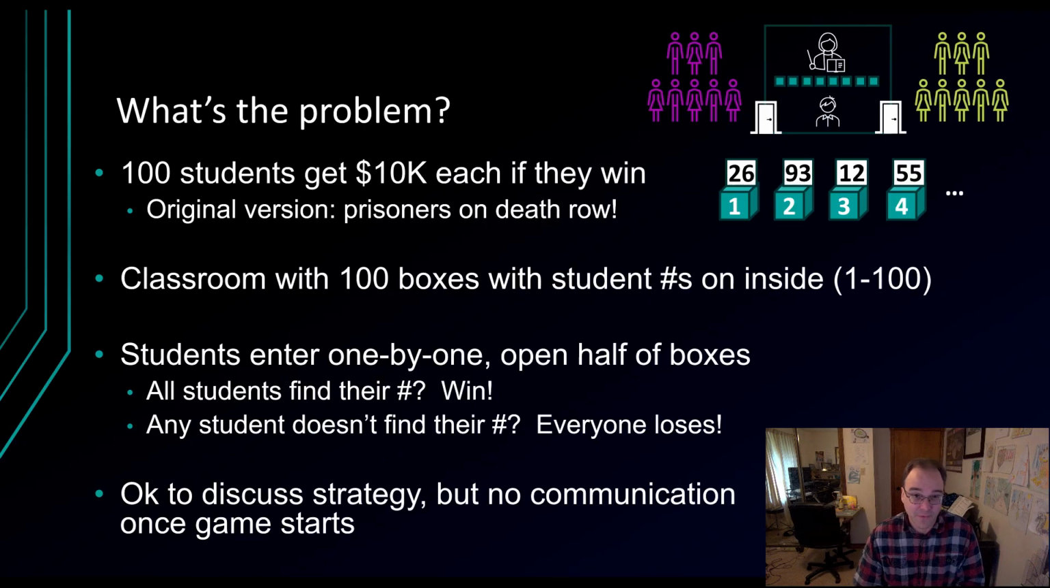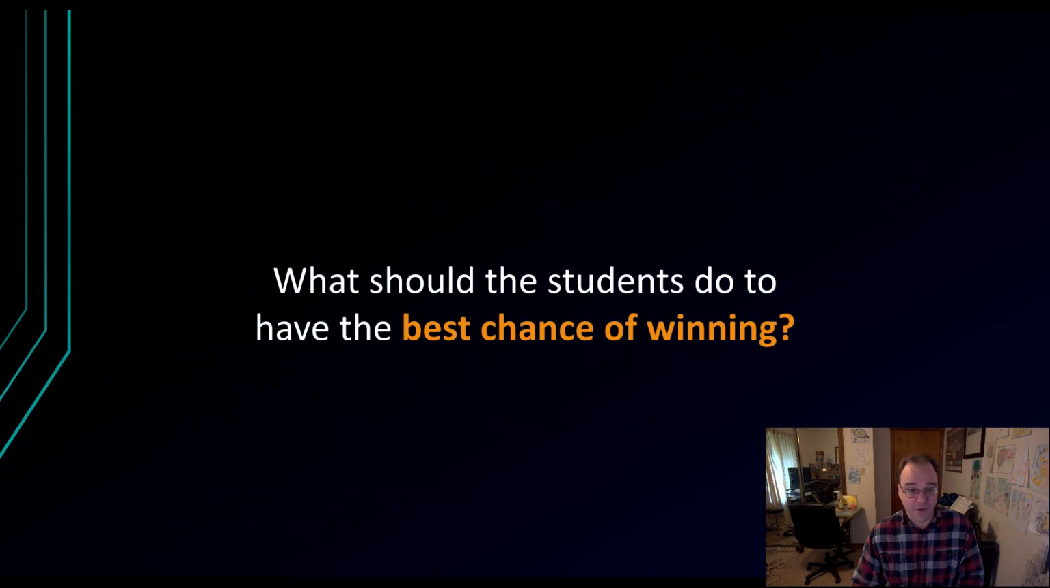So that's the deal. They get to open half the boxes each, hope they find their number, and if they do, they're good, and if everyone does, they win. So the question becomes, what should the students do to have the best chance of winning? They want $10,000. They want to stop eating ramen and not get scurvy, right?